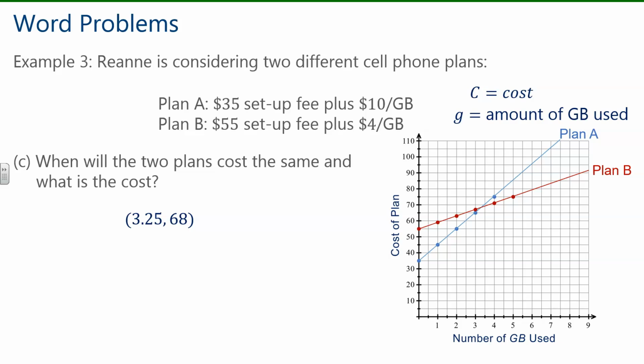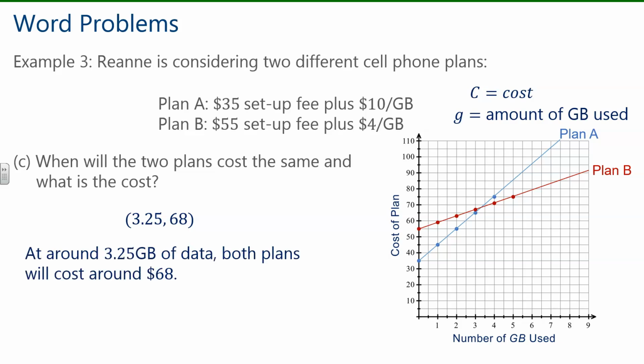Now this is certainly going to happen sometimes when you're graphing. You're going to have to estimate, since your two lines may not always meet at a nice point. So this is why in upcoming sections we're going to look at a more algebraic approach to solving equations so we get more exact answers. But for now, we can say that around 3.25 gigabytes of data, both plans will cost around $68.